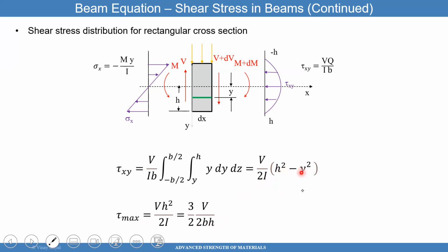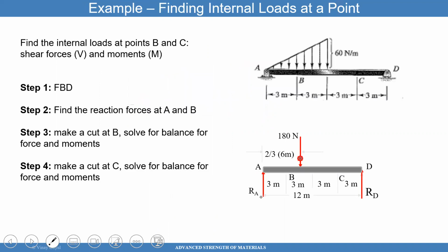But all you have to do is plug in y equals 0 here, and you get Vh squared divided by 2I. I for a rectangular beam is 1/12 bh cubed. When you plug it in, you will get the formula I'm showing you here, but that's how you will do that. So now let's apply this to a particular problem.